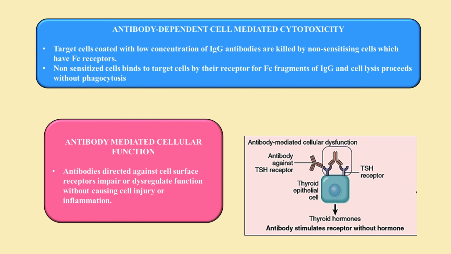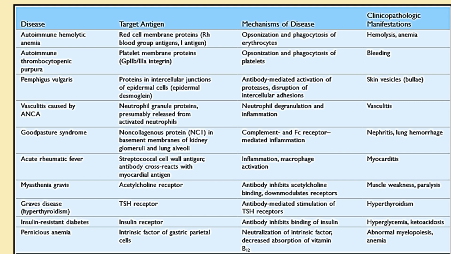Understood? Now, coming to antibody mediated cellular function. These antibodies are directed against cell surface receptors, and impair or dysregulate function without causing any cell injury or inflammation. Now we understood that in type 1 hypersensitivity reaction we had an anaphylactic reaction, which was a medical emergency. Now in type 2 we understood how it occurs, the pathogenesis behind it.